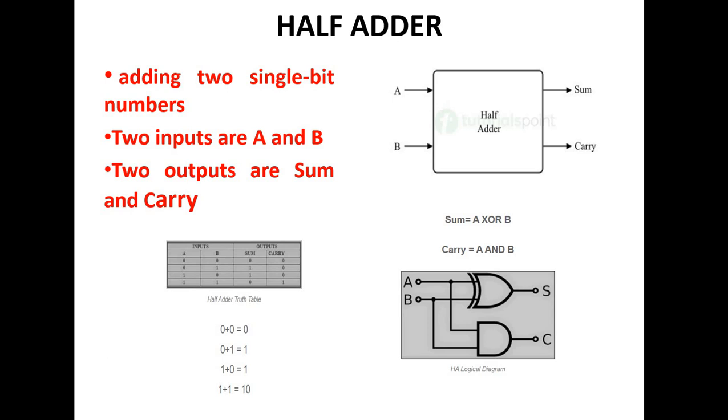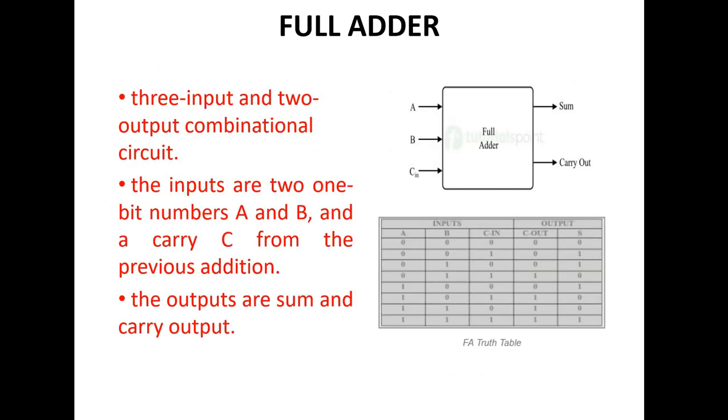Now look at the logic diagram. The Boolean expression for the sum is A exclusive-OR B. The expression of A exclusive-OR B is A bar B plus A B bar. It is simply denoted by A exclusive-OR B. The carry of the half adder is A AND B. Next we'll see the full adder.